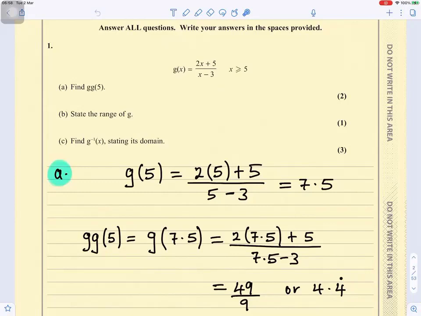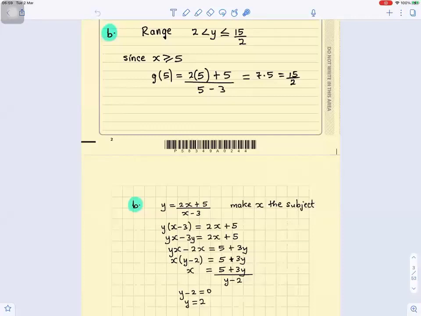For part B, we want the range. The range starts from 2 and ends at 15 over 2. And since x is bigger than or equal to 5, we can substitute the 5 for x, and that gives us 15 over 2.